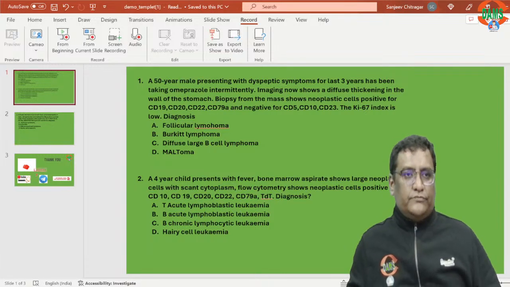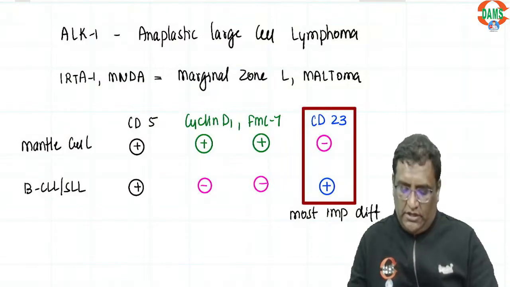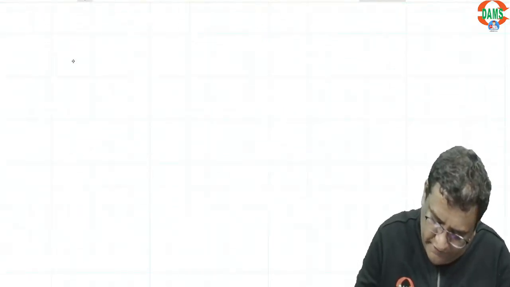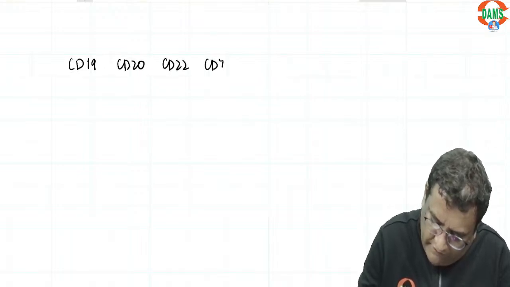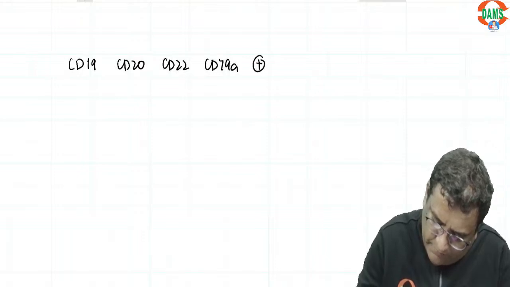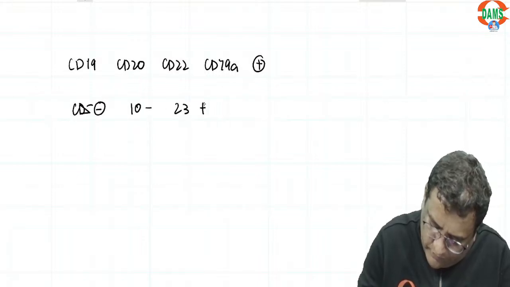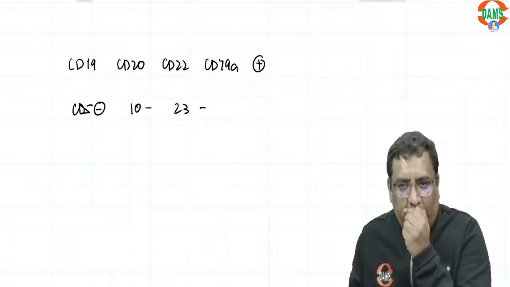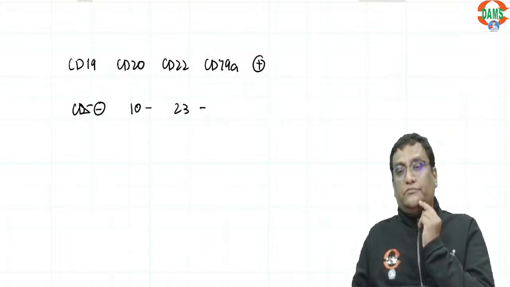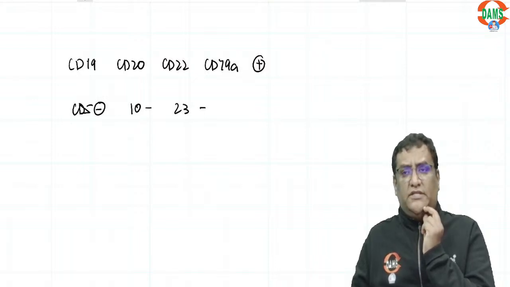Yes. So let me write the markers. What were the markers given? CD19 positive, 20 positive, 22 positive, 79A positive. These were the markers. Negative for CD5, 10, 23. 23 also negative. Let us see how many of you got the correct answer here.